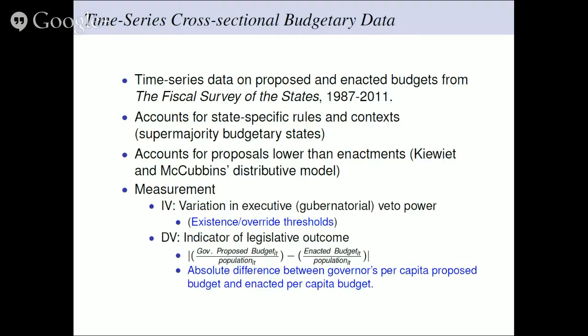That's the basic idea. I'm simply going to run models that subset the data only for those states in which the governor actually proposed less than was eventually enacted. The results are almost exactly the same. But I think this is an important thing to account for because this is a prominent explanation of budgetary outcomes. Again, the independent variable is going to be the override threshold. The dependent variable now is going to be the per capita absolute difference between what the governor proposes and what the enacted budget is.